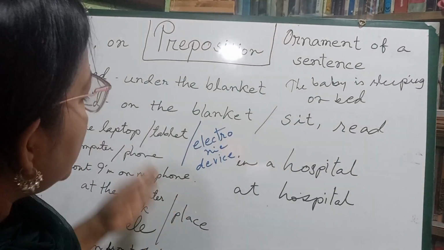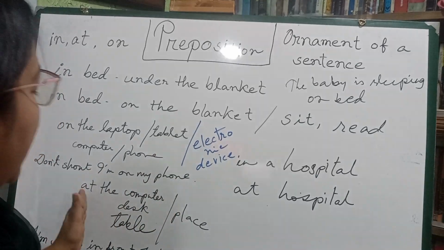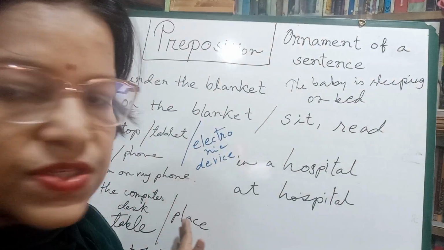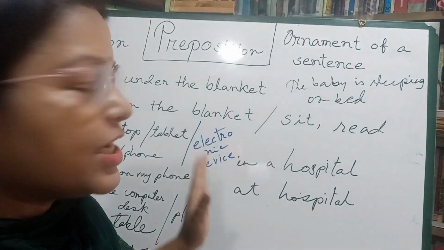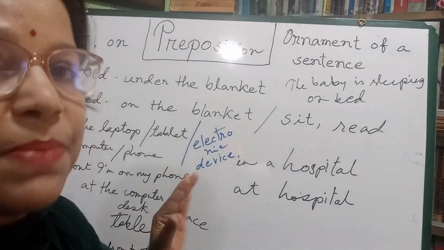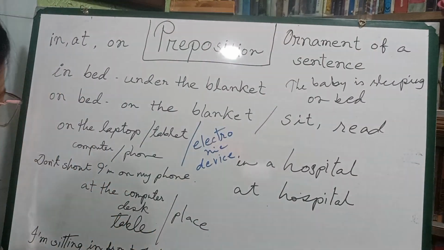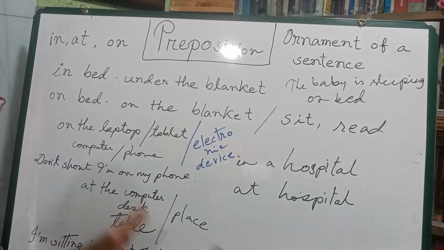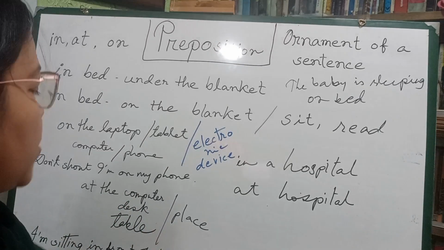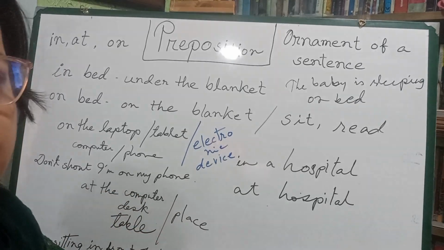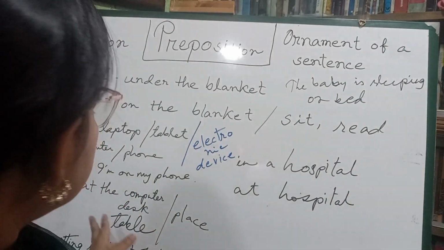Same thing happens when we use at the computer, at the desk, at the table. It is not mentioning an electronic device, it mentions the place. That means I am sitting in front of a computer, and it is close to me. That's why I have to write at the computer, at the desk, at the table.